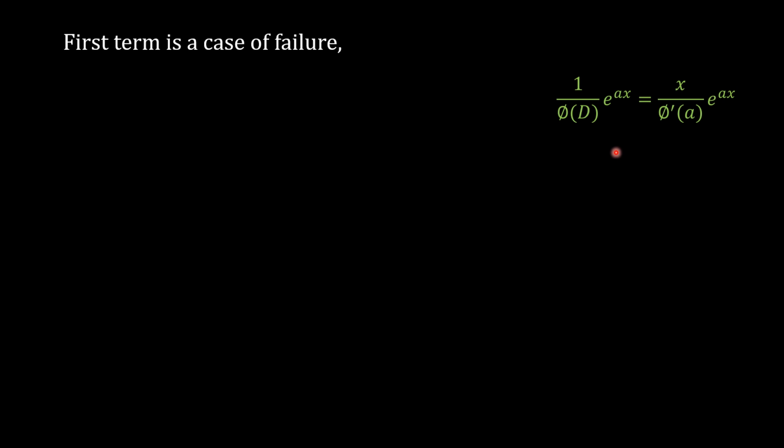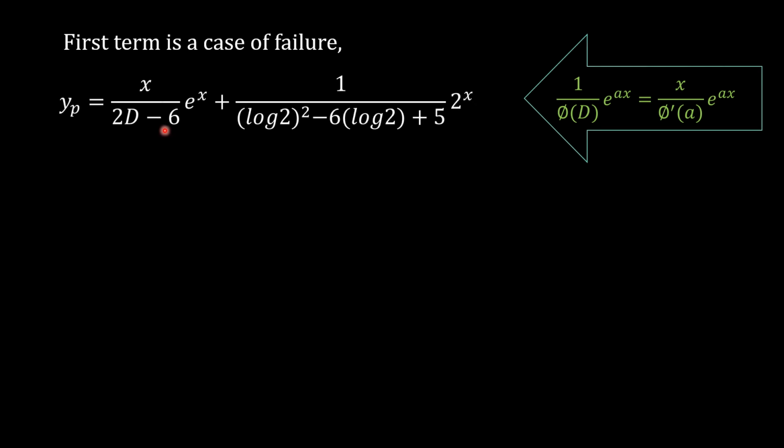So again we will use this formula. 1 upon phi of d of e raised to x is equal to x divided by phi dash of a e raised to x. For which first we need to evaluate phi dash of d, so yp is equal to x divided by 2d minus 6, which is the first order derivative of d square minus 6d plus 5. Hence we got here x divided by (2d minus 6) of e raised to x plus 1 divided by (log 2) square minus 6 log 2 plus 5 of 2 raised to x.